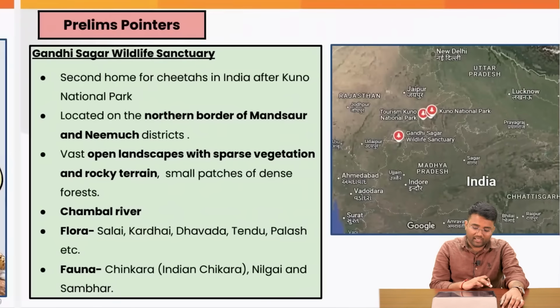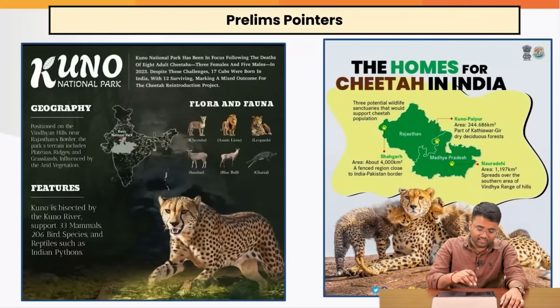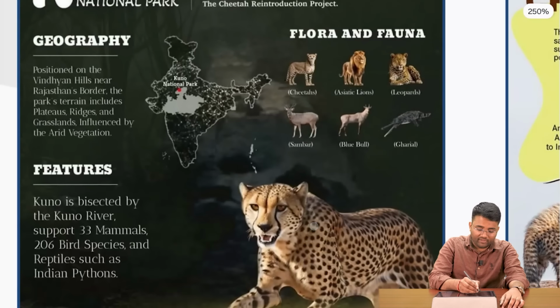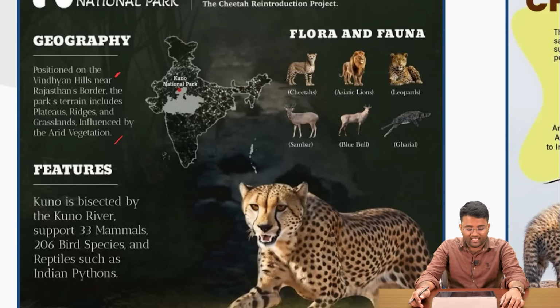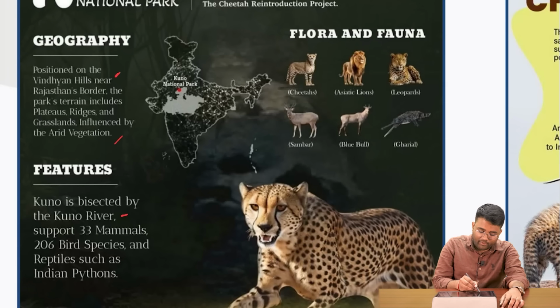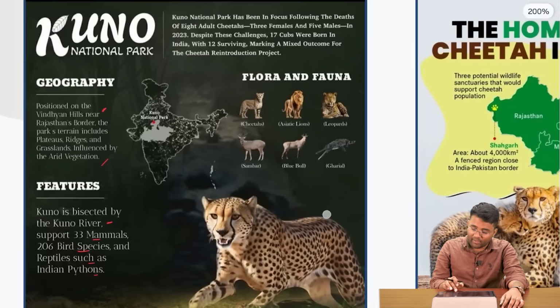So Kuno National Park is in Madhya Pradesh itself, and it is positioned on the Vindhyan Hills near the Rajasthan border, and the park's terrain includes plateaus, ridges, grasslands, and that is influenced by arid vegetation. It is bisected by the Kuno River, supported by 33 mammals, 206 bird species and reptiles such as Indian pythons.